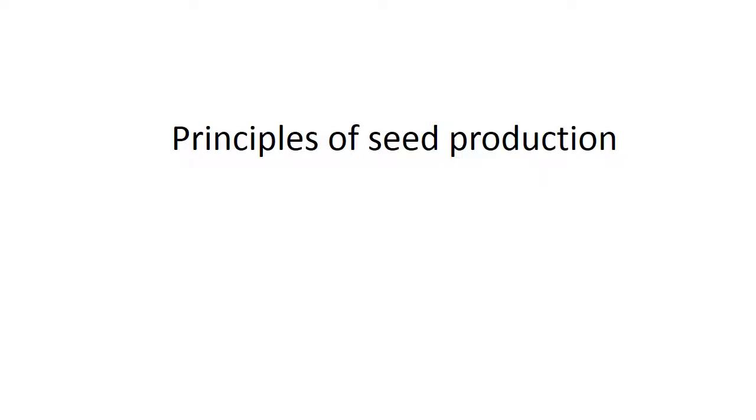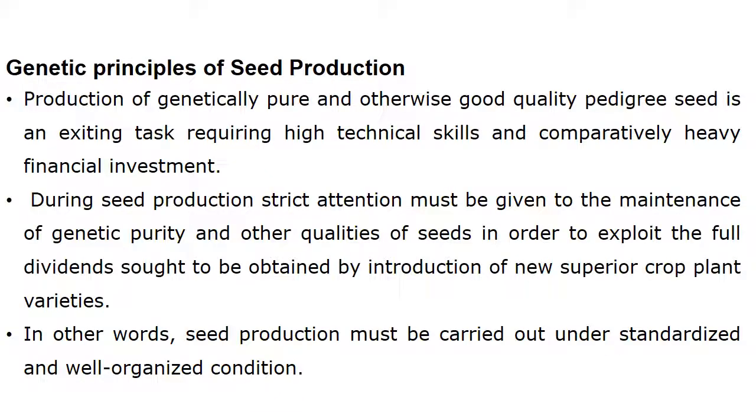Coming to principles of seed production. General principles. Production of genetically pure and otherwise good quality pedigree seed is an exciting task requiring high technical skills and comparatively heavy financial investment. During seed production, strict attention must be given to the maintenance of genetic purity and other qualities of seeds in order to exploit the full dividends sought to be obtained by introduction of new superior crop plant varieties. In other words, seed production must be carried out under standardized and well organized conditions.